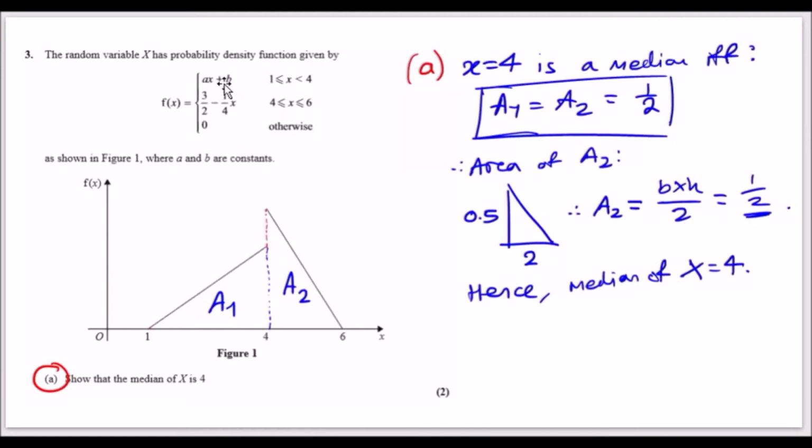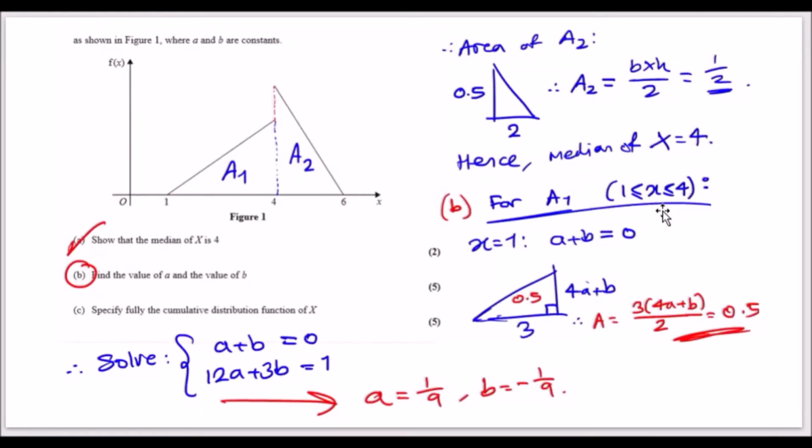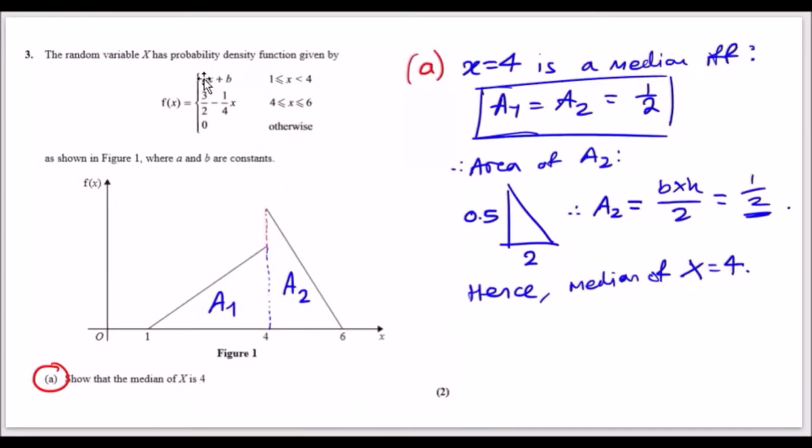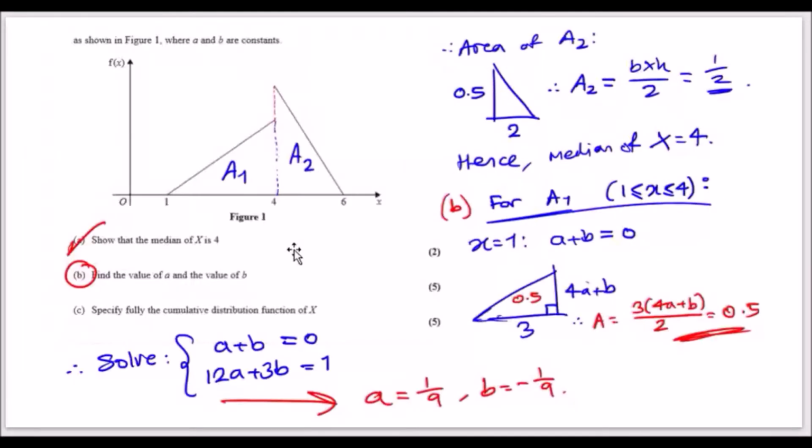So AX plus B takes values of X between 1 and 4, and the second one takes values of X between 4 and 6. So we're going to work with the first one for a second because that has A and B. So working with that, what I did here, I said, okay, so what happens when X equals 1, the lower bound? If you plug in X equals 1 to this equation, you just get A plus B. And that's going to equal 0.